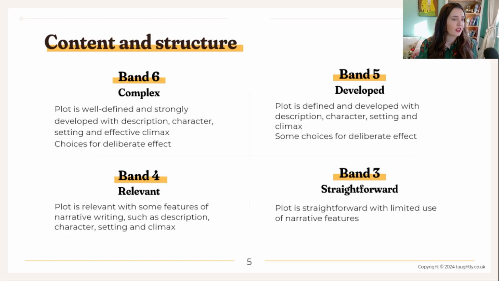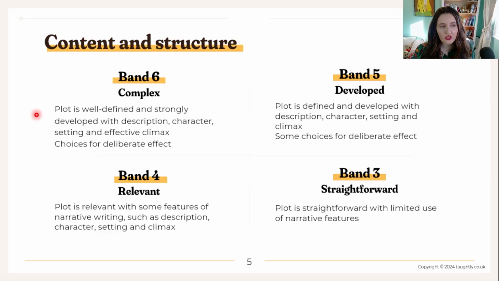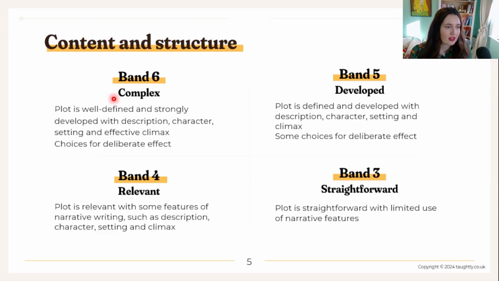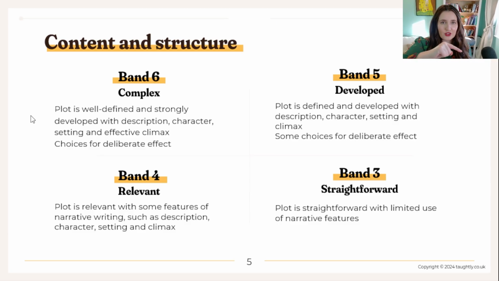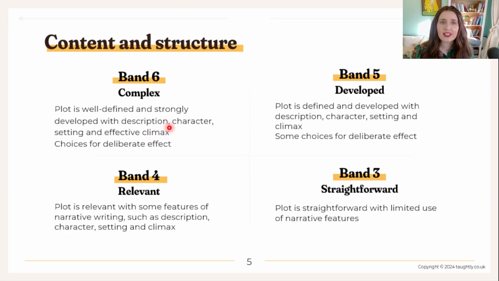That's content and structure. Now, if we're looking in the top band over here, you can see that your story will be complex. The plot will be well defined and strongly developed with description, character, setting, and effective climax, and you will be making choices for deliberate effect. Well, if we boil that down, what does that even mean? So if your plot is well defined, that means that you are following plot mountain with an introduction, rise in tension, a climax, and you might end there if you're going to have a cliffhanger, but you could also have a resolution. You'll also need to have some description of both setting and character and little details about your story that bring the world to life.